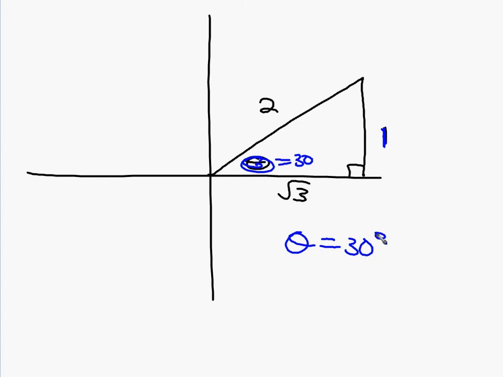All right? Let's do one now where sine is negative. What if I'm asked to do the inverse sine of negative radical 2 over 2.